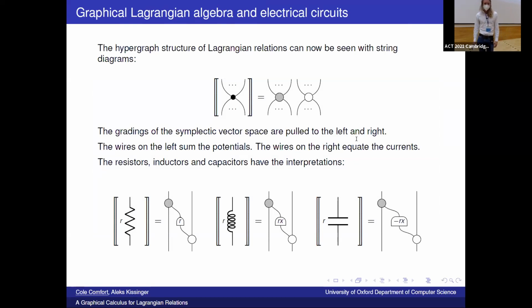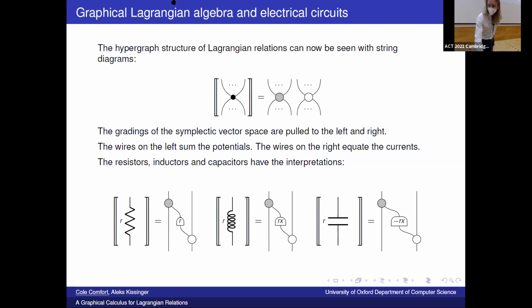So now we can look at this hypergraph structure of Lagrangian relations in terms of string diagrams. This hyperwire here that we talked about in terms of electrical circuits, we can now see this Kirchhoff's law just by this doubling. Recall that the things are graded into position and momentum. So all of the gradings on the left are pulled on the left, and all the right are on the right. The wires on the left sum all the potentials together because this spider corresponds to the addition monoid. And the one on the right just checks that everything is equal because this corresponds to copying. So you can see directly how this corresponds to the Kirchhoff's law that I talked about earlier.